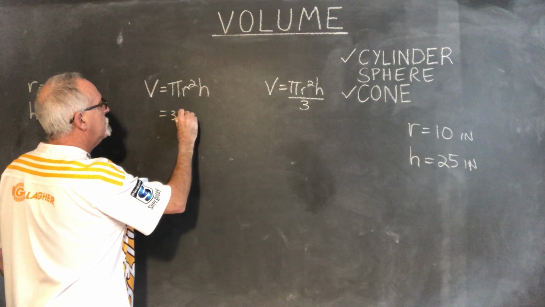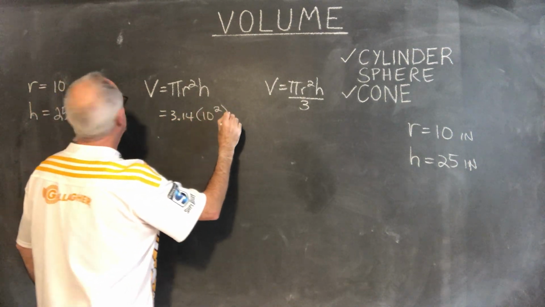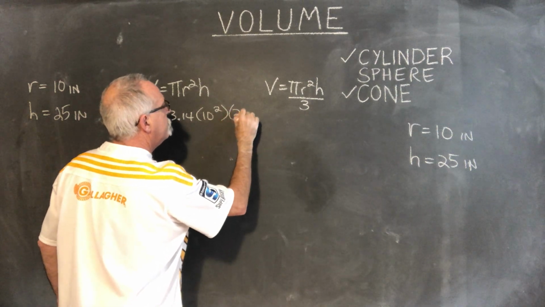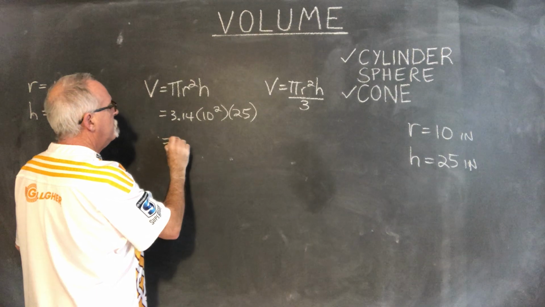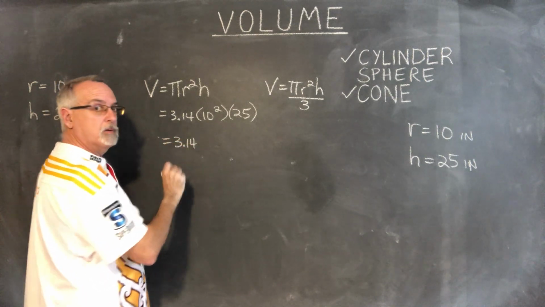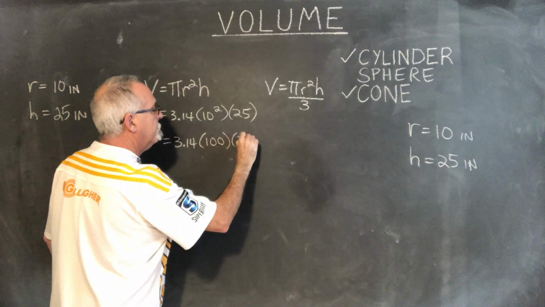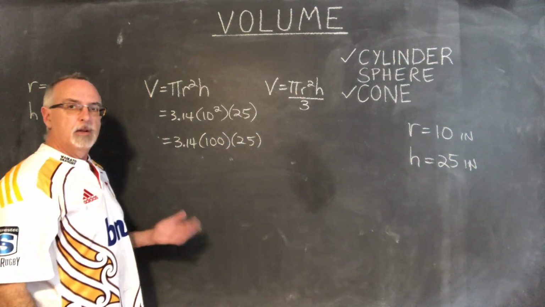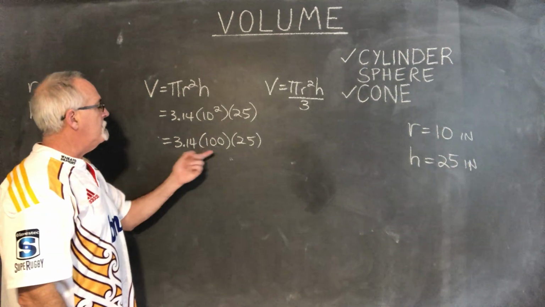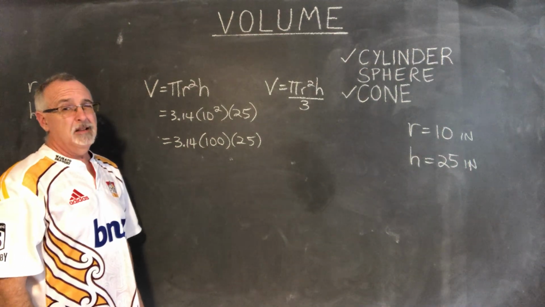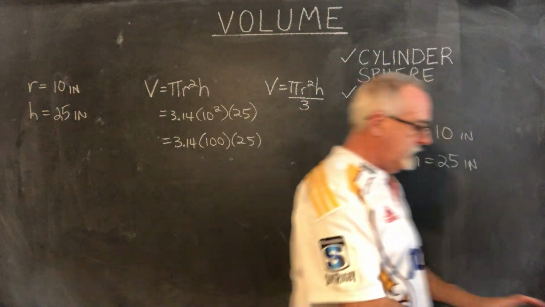Pi times 10 squared, that's an easy one. We can do that in our heads. Times height of 25. Pi, respecting order of operations, 10 squared is 100. Times 25. I feel like continuing to do it in my head. 25 times 100 is 2,500. That's easy. 2,500 times 3 is going to be more than 7,500. But at that point, I want to reach for my calculator.